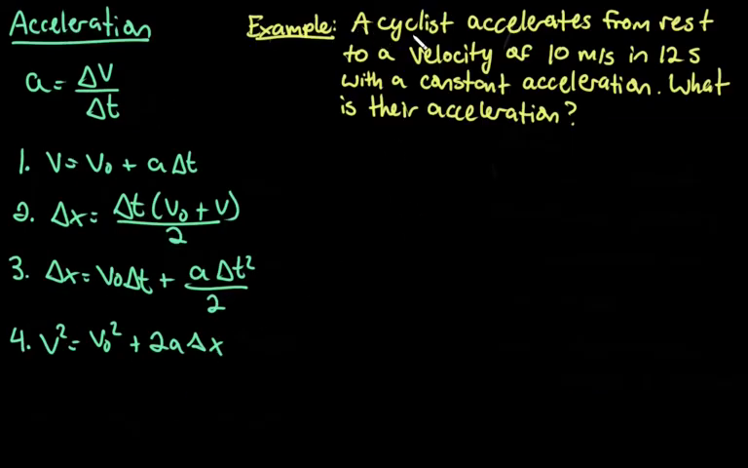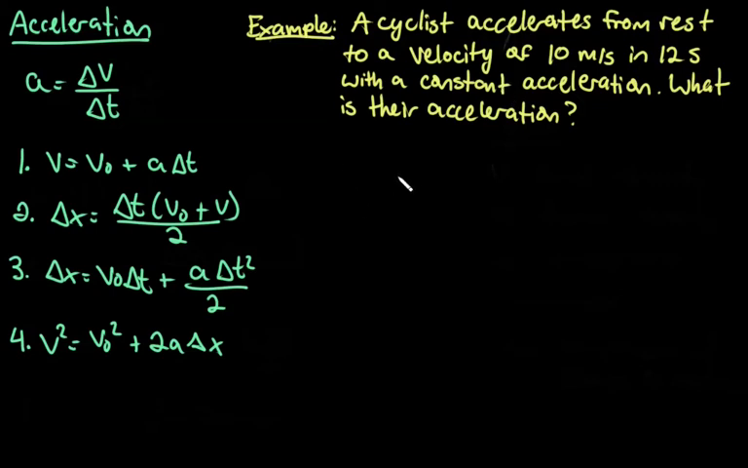Here we have a cyclist accelerates from rest to a velocity of 10 meters per second in 12 seconds with the constant acceleration. What is their acceleration? Now, when you are analyzing a word problem that involves acceleration, there are a couple of things that you should take into consideration. I personally like to start by drawing a diagram because it helps me visualize the problem.